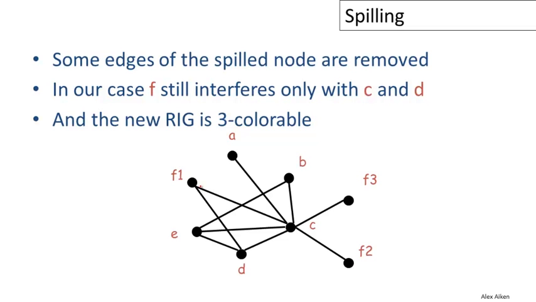So if we look at the new register interference graph, we can see that among all the different versions of f, and remember that f has been split into 3 temporaries in this graph, they only interfere now with D and C, whereas before f had several other neighbors in the graph. And now, in fact, this new graph is 3-colorable.